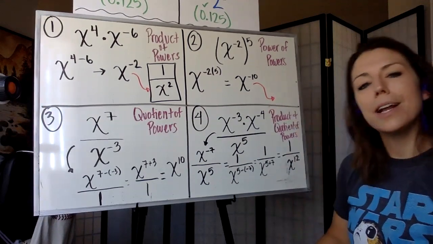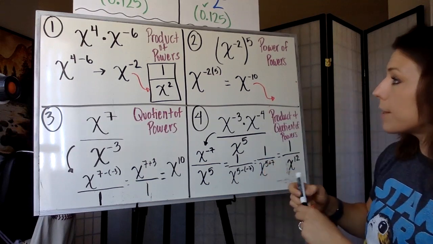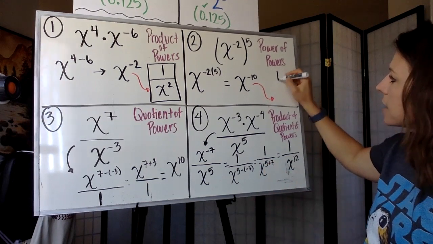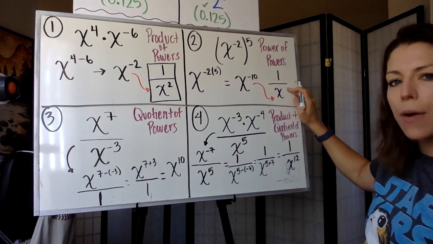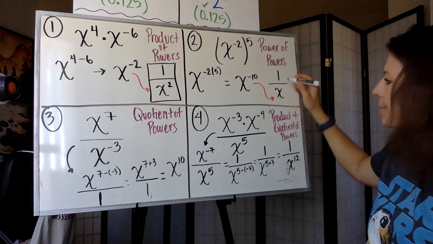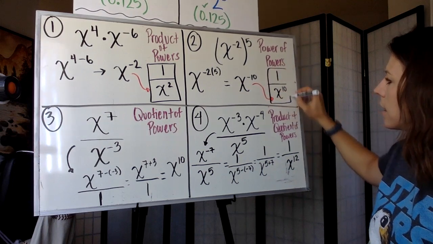How do I know it's going to end up in the denominator? Because it's currently in the numerator. So when I flip it, that x is now in the denominator. And is this still to the power of -10? This is now to the power of +10.